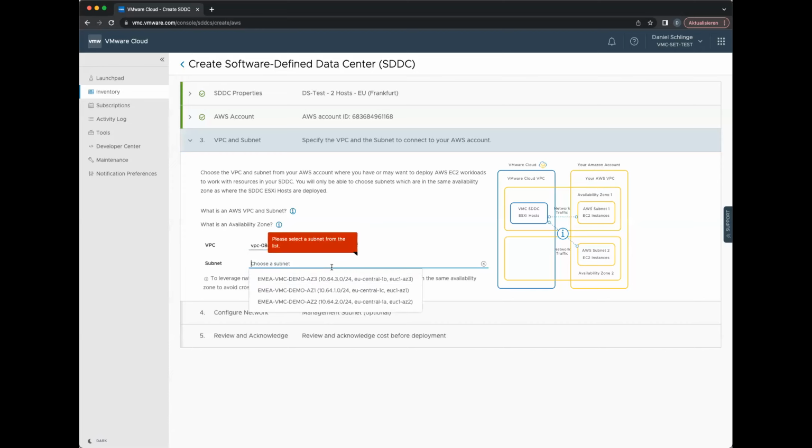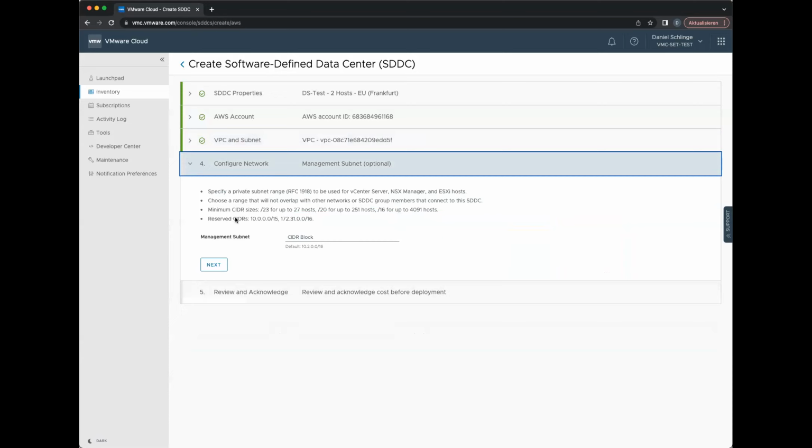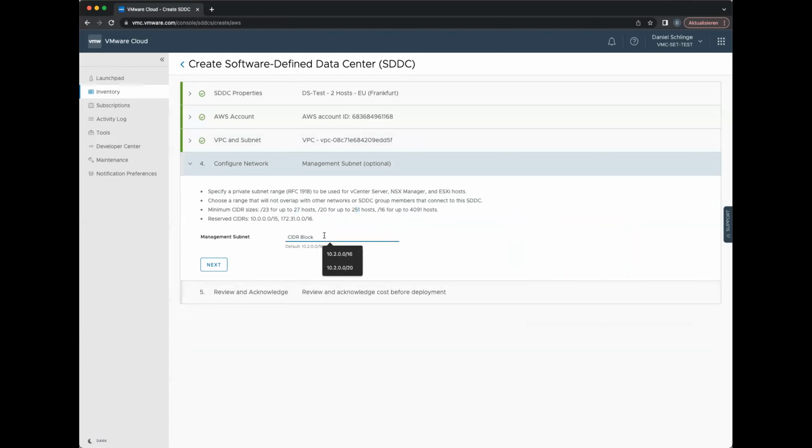So I will choose that, also subnet, and next. The next will be the management subnets, and now we have to decide how big this management subnet should be. For example, we have a CIDR range here, so that means 27 hosts or 200, roughly about 250 hosts. This is a little bit crucial because we need to set this management subnet at the beginning from the deployment, and we cannot change it afterwards.